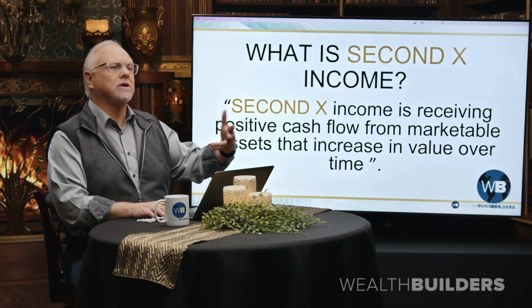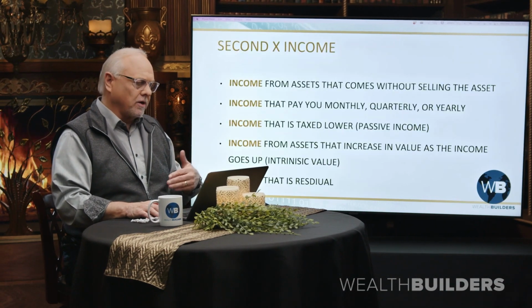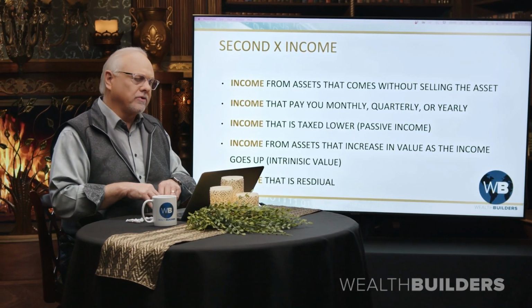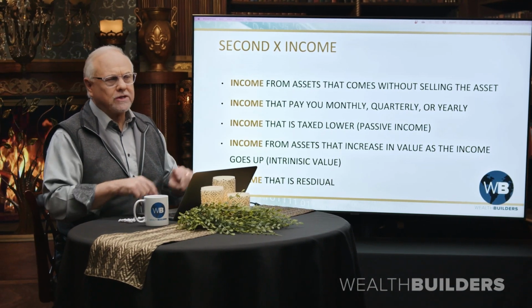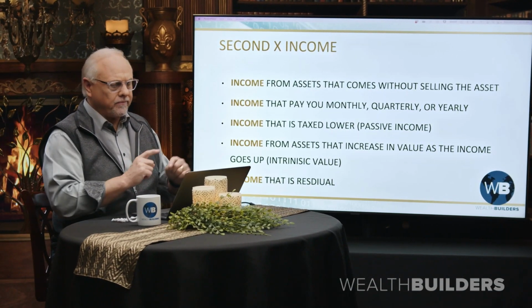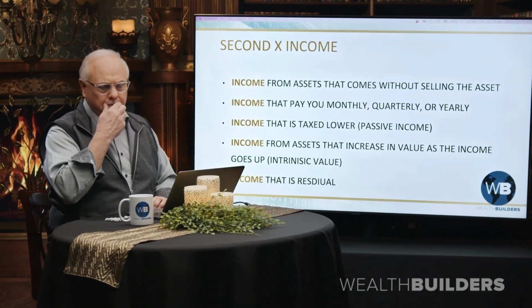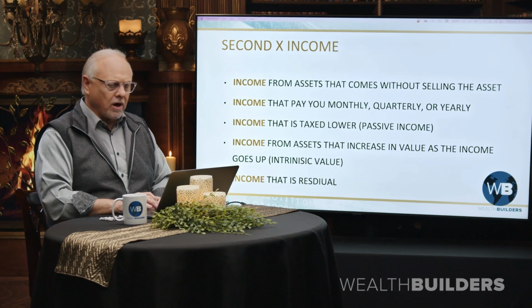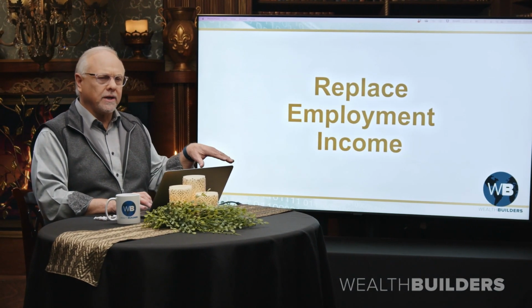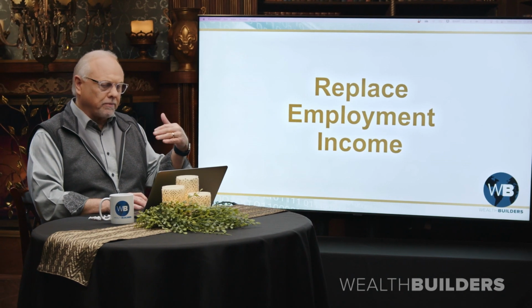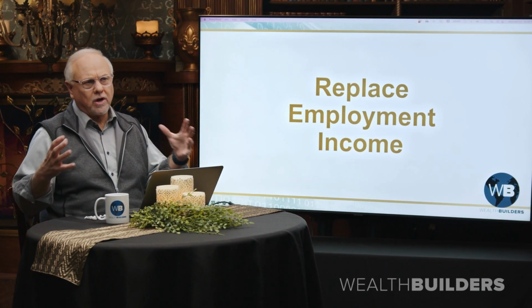And there are other assets besides real estate, and we're going to give you a whole list here of things that you can do, and they all fall within this second X income definition. So let's talk a little bit about some of the things that we're not talking about and some of the things that we are talking about. The first thing I want to say is what we're really talking about is income, and that's why I call this the law of income. For the second X to really mean something, we're really talking about replacing your employment income. If you are able to replace your employment income, that's really one of the first goals you want to make.